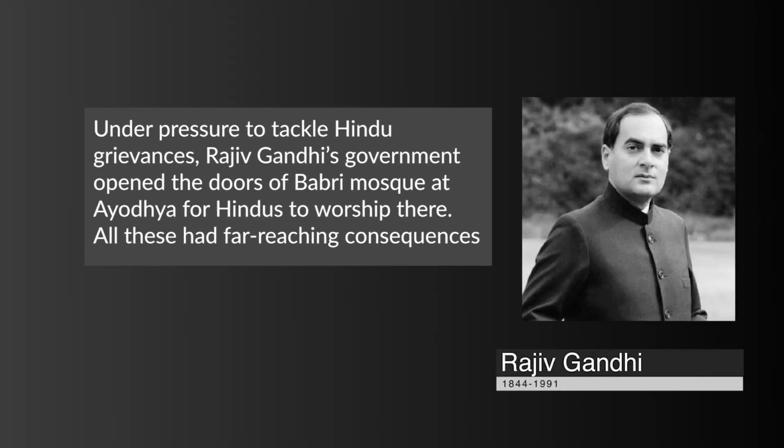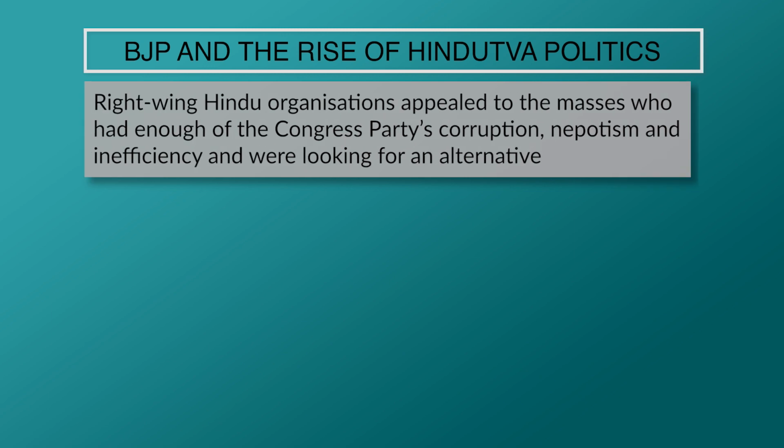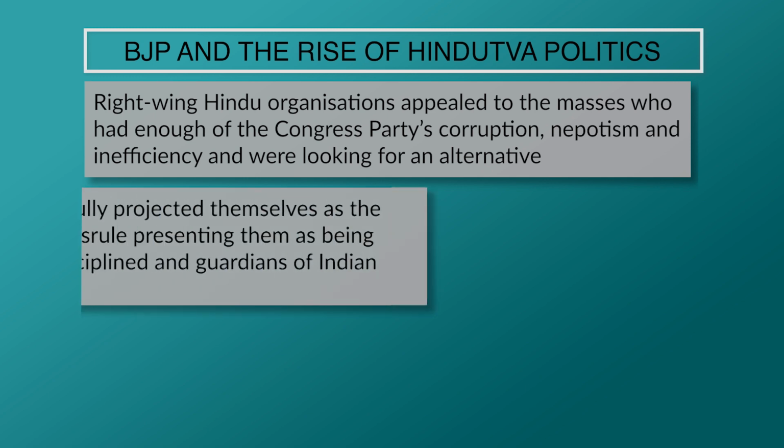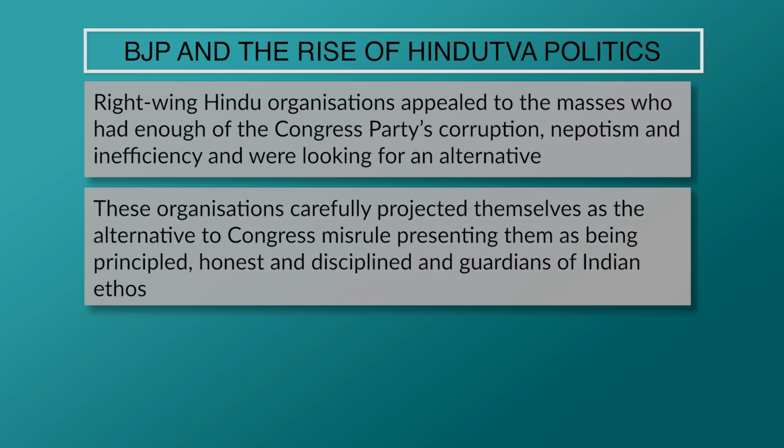Under pressure to tackle Hindu grievances, Rajiv Gandhi's government opened the doors to Babri Mosque at Ayodhya for Hindus to worship. All this had far-reaching consequences. Right-wing Hindu organizations appealed to the masses who had had enough of the Congress party's corruption, nepotism and inefficiency, and were looking for an alternative. These organizations carefully projected themselves as an alternative to the Congress's misrule, presenting themselves as principled, honest and disciplined guardians of Indian ethos.